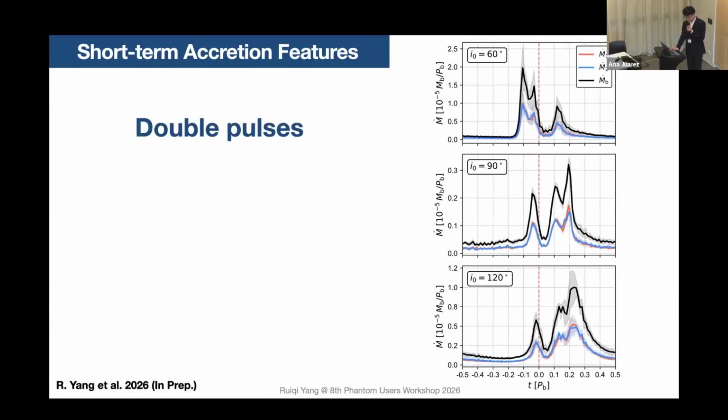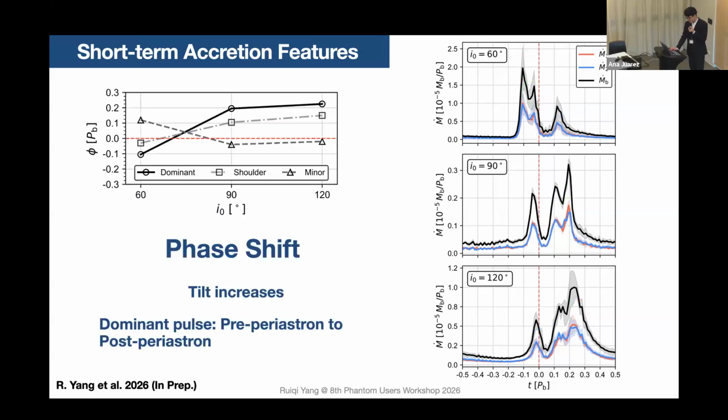And we notice that there's a feature which is the double pulses. We can see there's a dominant pulse of the accretion rate, and there's a kink or shoulder structure beside the dominant pulse, and also a minor accretion pulse. If we plot these 3 pulse phases in the left figure, we can see that when the tilt is increasing, the dominant pulse phase is actually shifting from periastron to post-periastron, which is really interesting.